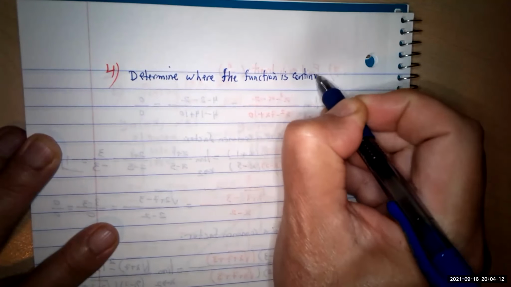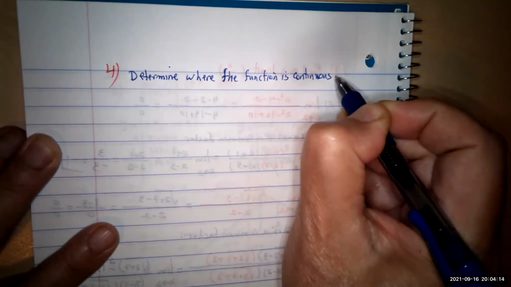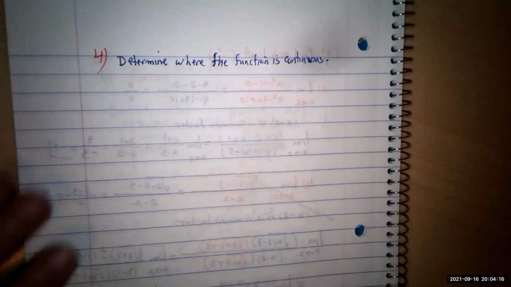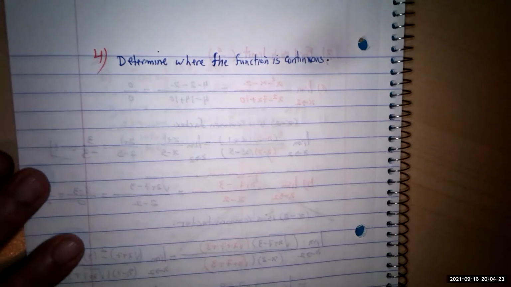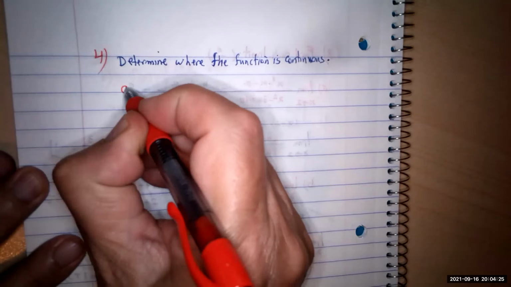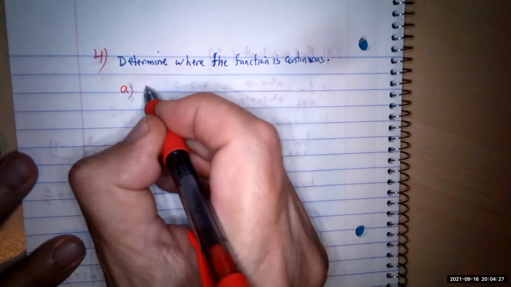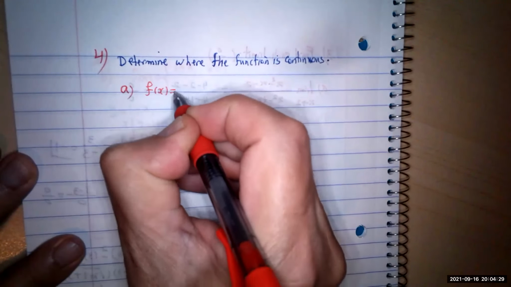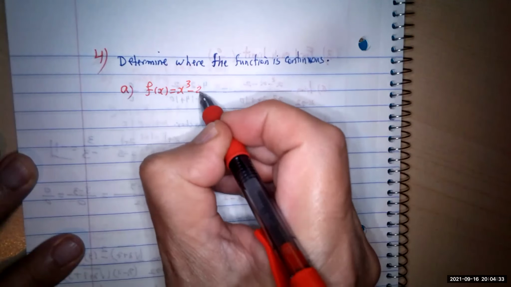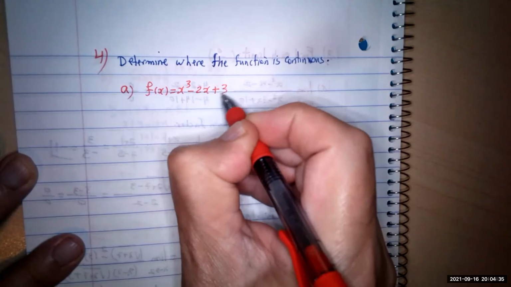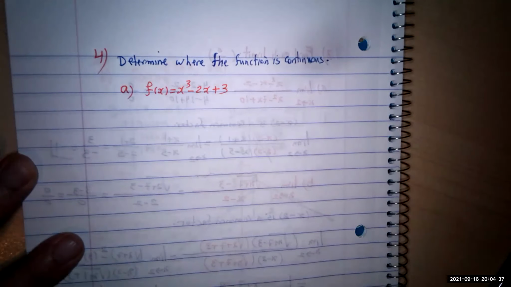Remember, continuity means the graph of the function is just one piece, or that the right and left limits happen to be equal to each other. But we use the theorem that we have. Okay, there you are. This is how we're going to answer this type of question. Part 1: f of x equals x cubed minus 2x plus 3. That's the first one. What type of function is this one?